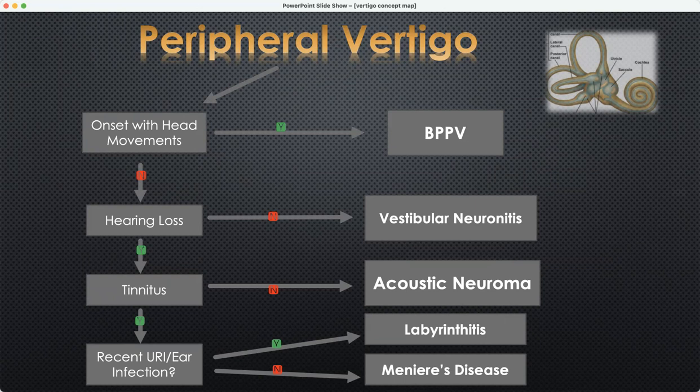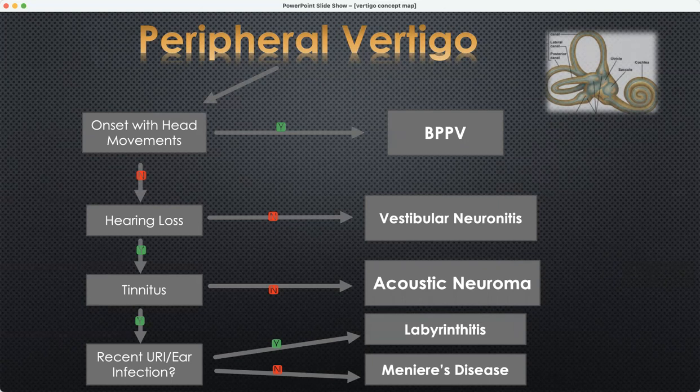If the patient has no hearing loss, it might be vestibular neuronitis. It is usually a single attack lasting days. If the patient has loss of hearing, then consider Meniere disease, infarction of the labyrinthine, acoustic neuroma, or labyrinthitis. Meniere also has recurrent attacks lasting minutes to hours associated with tinnitus and ear infection or upper respiratory tract infection.